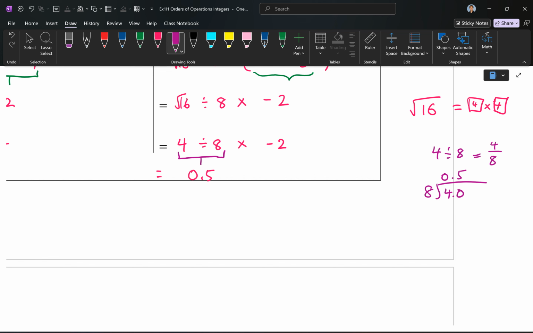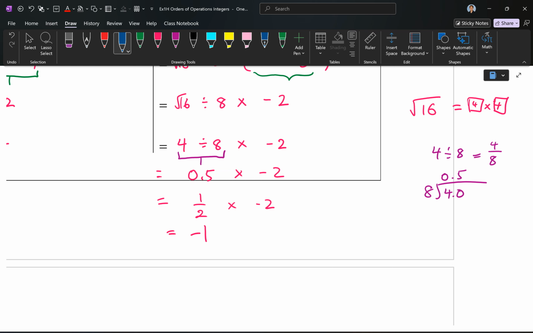Okay, so 4 divided by 8 is 0.5, times negative 2. Now remember, 0.5 just means half. So what I'm really saying is half of negative 2. Anyone know what half of negative 2 is? If it makes it easier, what's half of 2? 1. So you do the same thing. Remember times, do the numbers first. So half of 2.